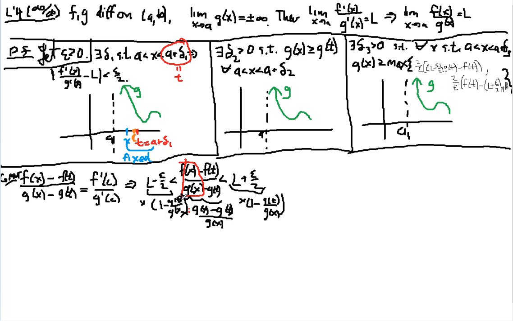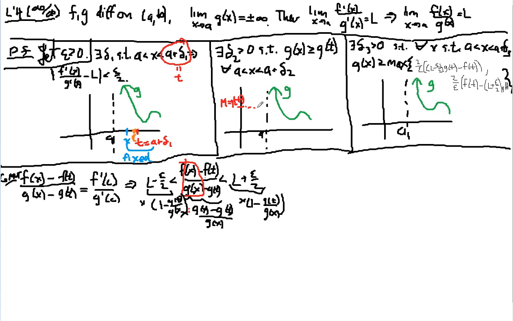This is where the second delta comes in. The fact that the limit goes to infinity means that for any m, any constant I pick, I can always get an x such that g of x is bigger than it. So I'm going to pick my m. I take m equal to g of t. Remember, t is a constant. It's just a plus delta 1.